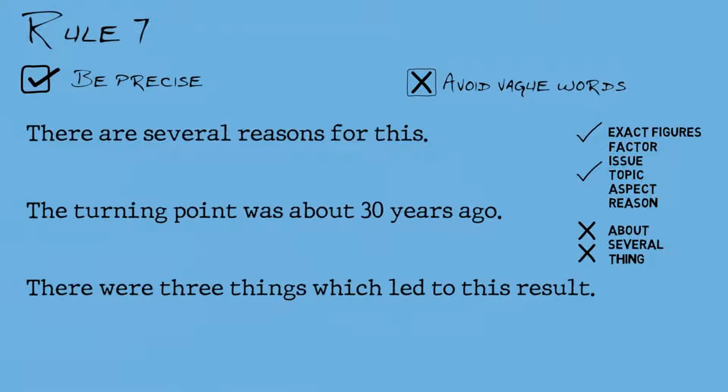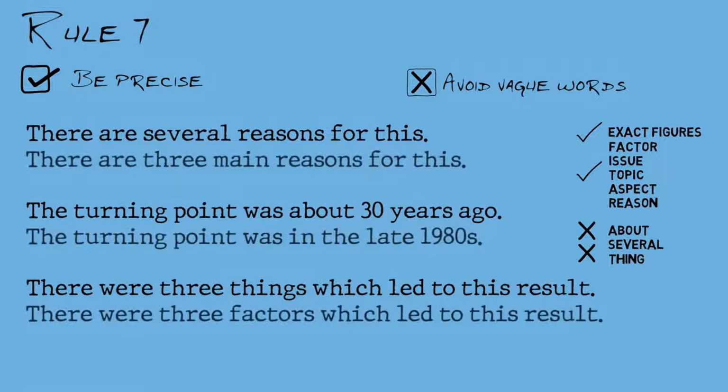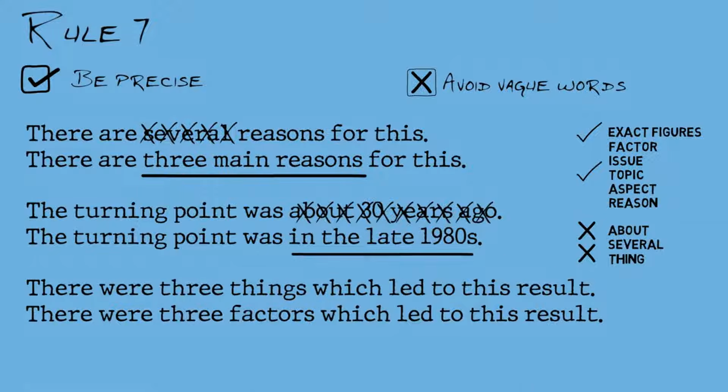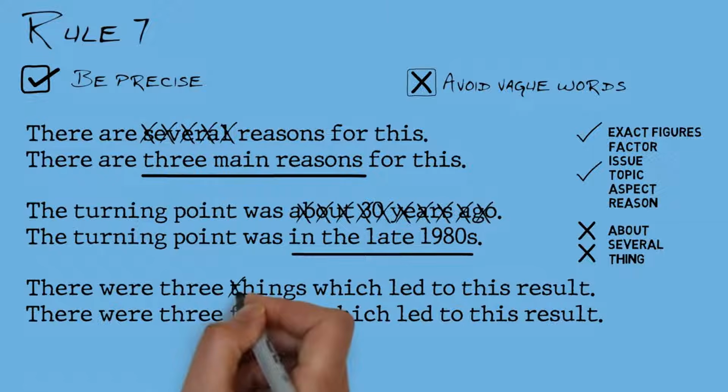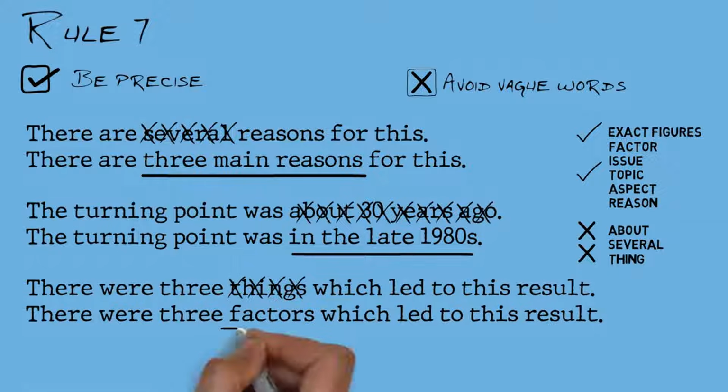And here are 3 examples which use more precise language. So instead of several reasons, we can say there are 3 main reasons for this. Instead of about 30 years ago, we can say in the late 1980s. And instead of 3 things, we can say there were 3 factors which led to this result.